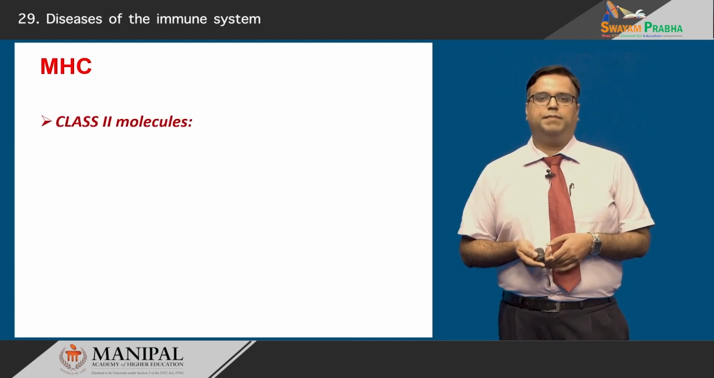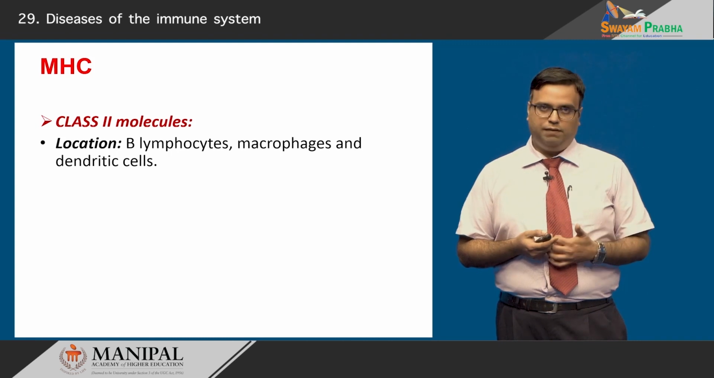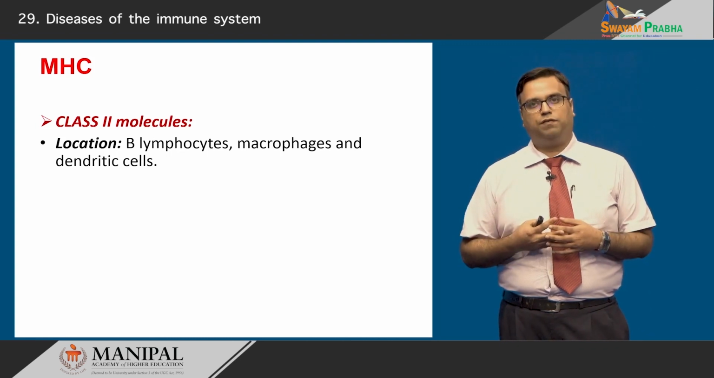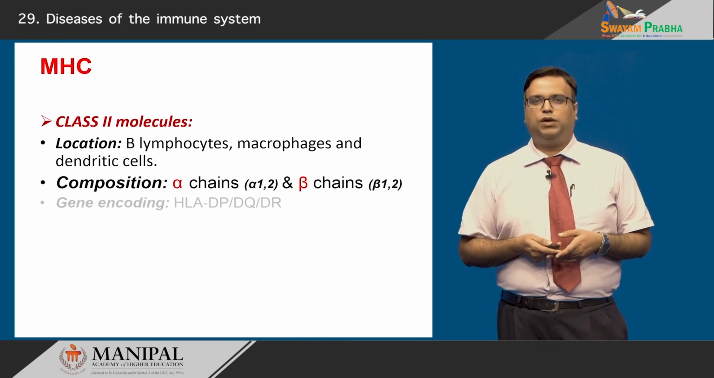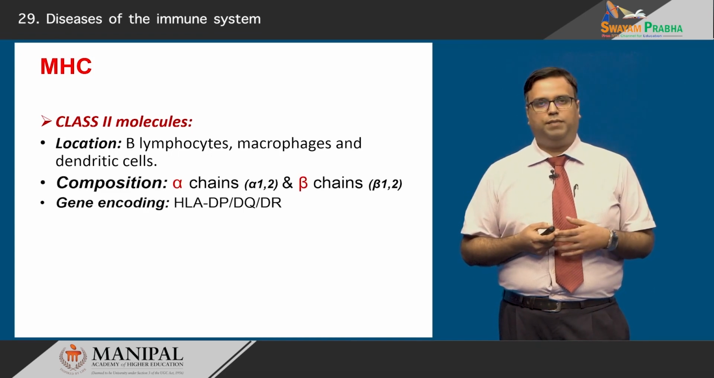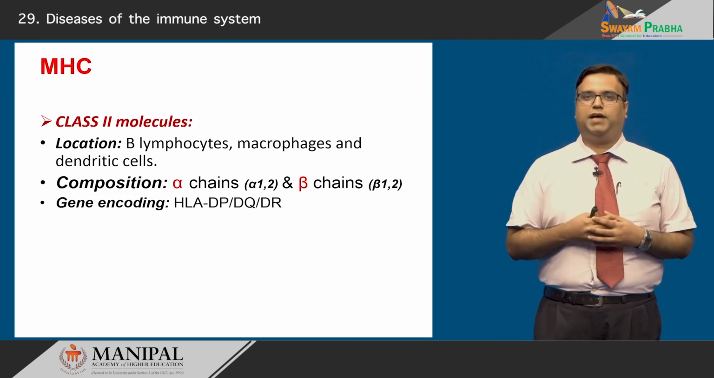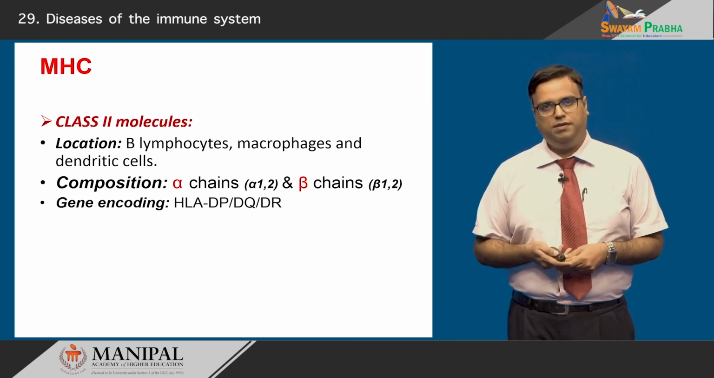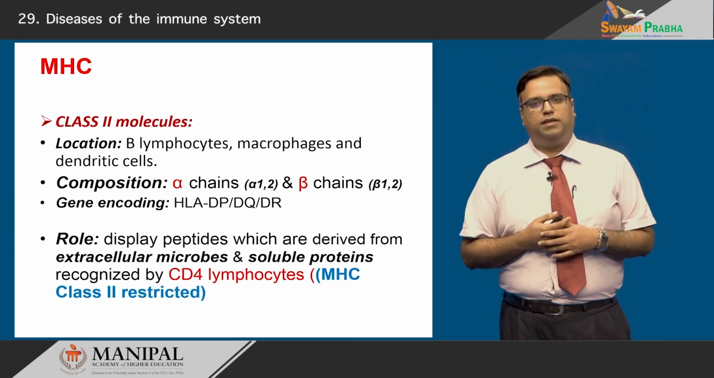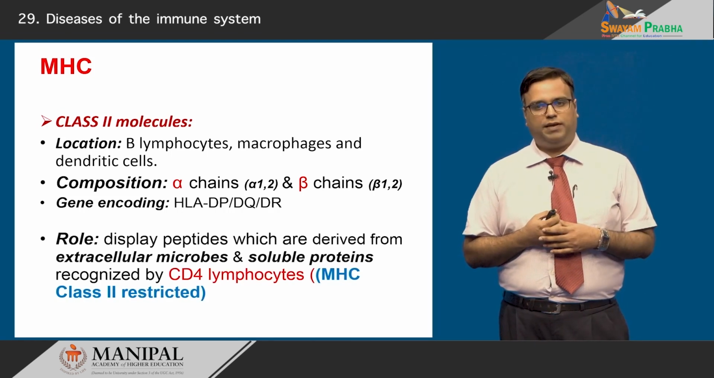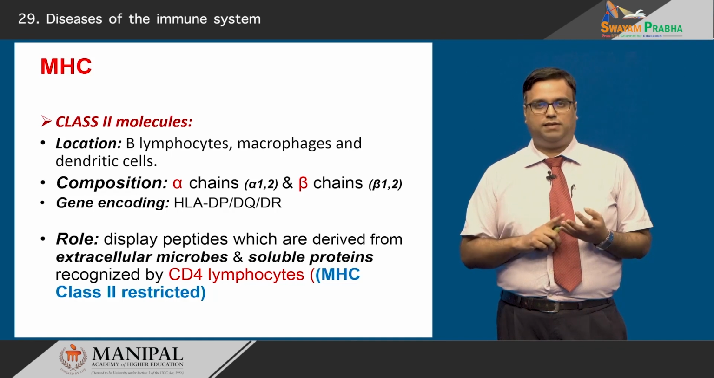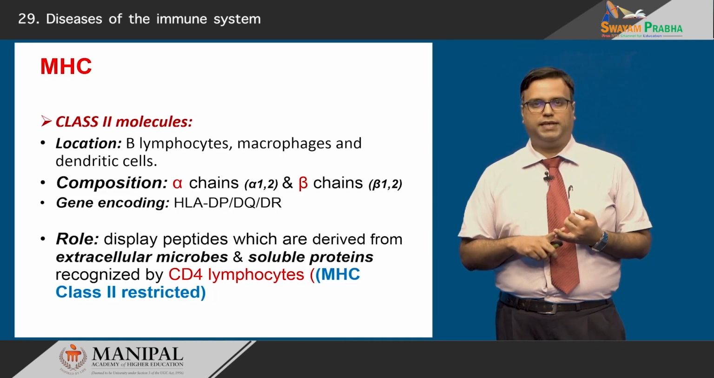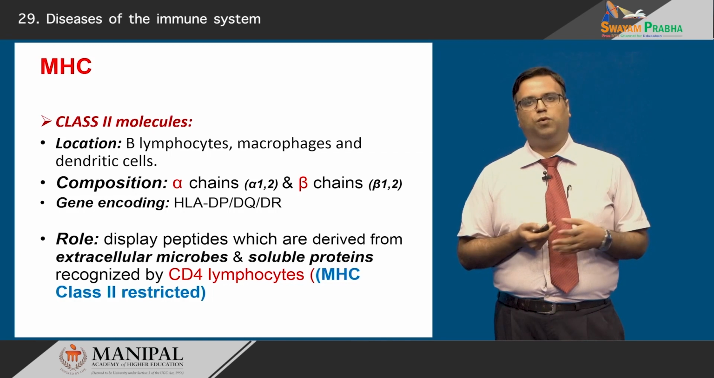In contrast, MHC class 2 molecules are located on the B lymphocytes. They can be located on the macrophages and also on the dendritic cells. They are very versatile in nature. The composition is relatively the same, but the genes encoding for them are slightly different. You have HLA DP, DQ or DR, but like I said, the role that they play is to display the peptides which are usually derived from extracellular microbes and soluble proteins. So, they are recognized by CD4 lymphocytes, and they are recognizable only when they are restricted with class 2.